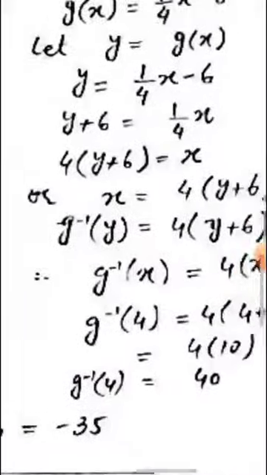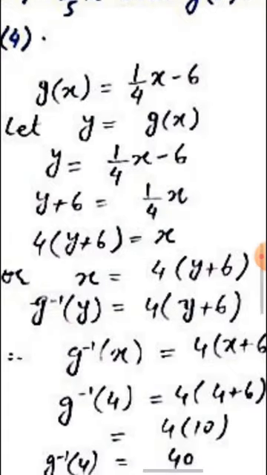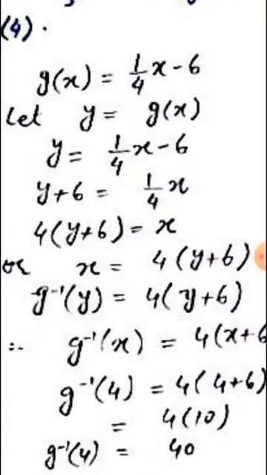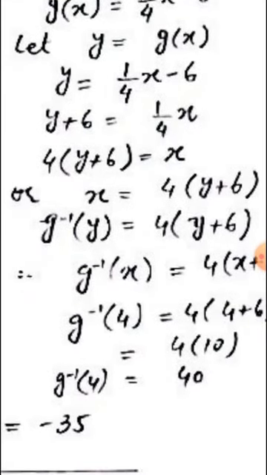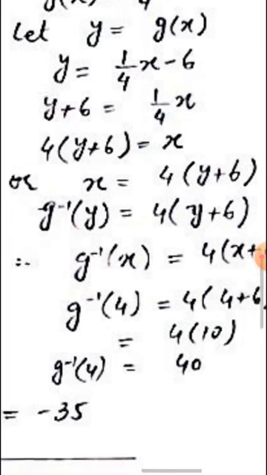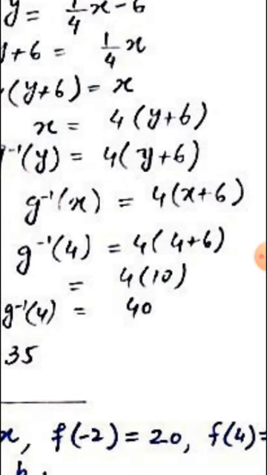Similarly, the g(x) function is given, which is 1 by 4 x minus 6. Let y is equal to g(x), and y is equal to 1 by 4 x minus 6, so y plus 6 is equal to 1 by 4 x, and multiplying with 4, 4 into (y plus 6) is equal to x, or x is equal to 4 into (y plus 6). Now g inverse y is equal to 4 into (y plus 6). Hence g inverse x will be 4 into (x plus 6).